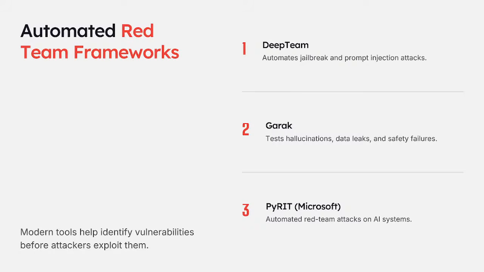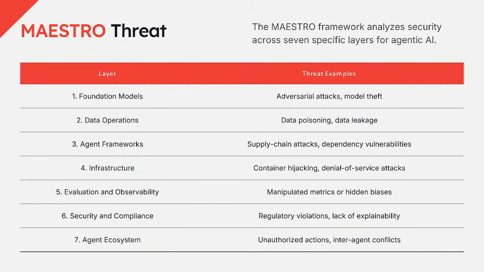Automated red team frameworks. So these are frameworks for performing automated red teaming. These are frameworks that you can use models with to help identify vulnerabilities before attackers exploit them. So the first one is DeepTeam. This automates jailbreak and prompt injection attacks. The second one is Garak, which tests hallucination, data leaks, and safety failures. The next one is PyRIT, which is designed by Microsoft, automated red team attacks on AI systems. So you can use any of these frameworks to test your agentic system.